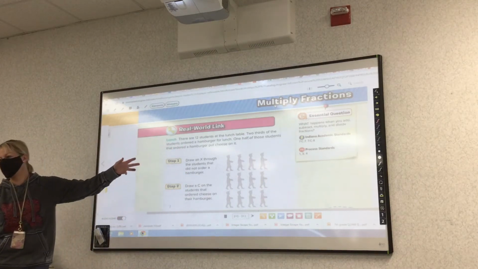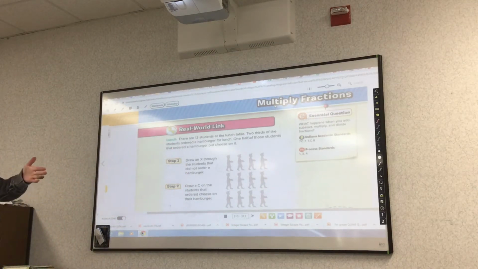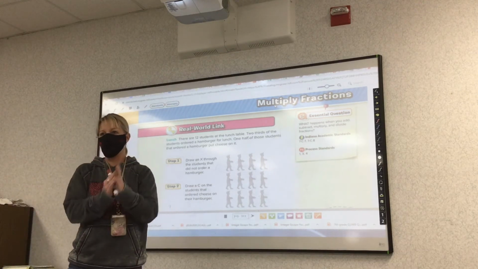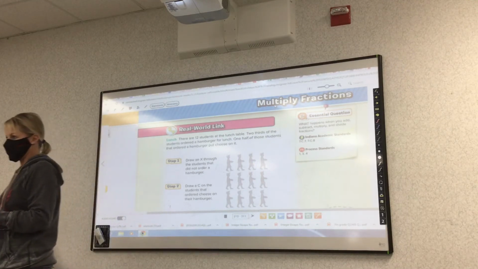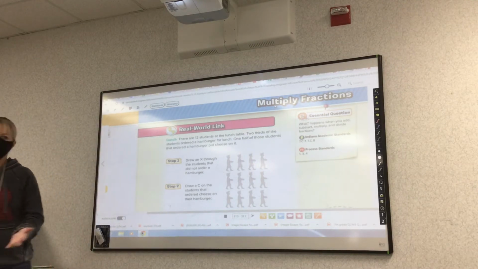We're doing multiplying fractions, chapter 4, lesson 6. Multiplying fractions, I think, is so much easier than adding and subtracting. And I know when we do whole numbers, adding and subtracting is easier than multiplying and dividing.